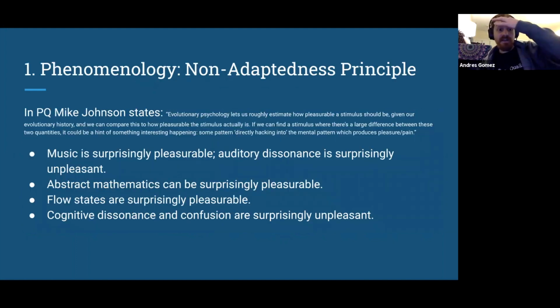There's also this whole argument Mike brings up, which is the phenomenology concerning the non-adaptedness principle, which is that there's a bunch of things out there that feel really good, but that weren't in our evolutionary environment. We consider those hints: if something wasn't in the African savanna but feels great, it probably means that it's directly hacking into the patterns of valence somehow. We didn't evolve to filter those out or not get absorbed by them. And yes, here are some examples, but I'll go deeper into those.